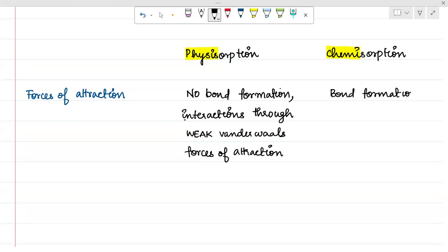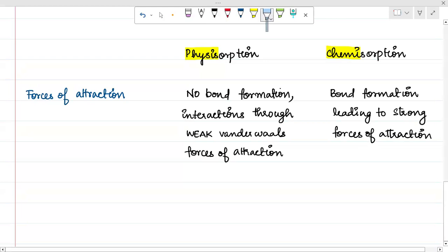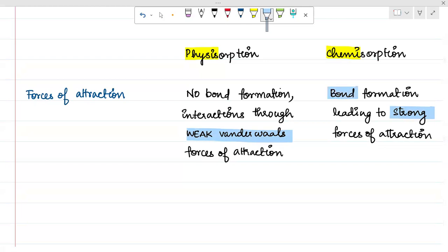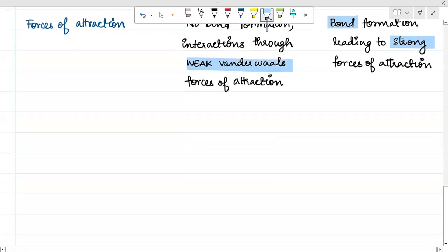Bond formation exists, leading to strong forces of attraction. So here we have weak van der Waals forces, and under chemisorption we have strong forces of attraction. Why? Because there is a bond formation. Now, next one, heat of adsorption.